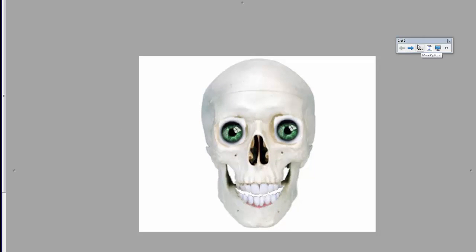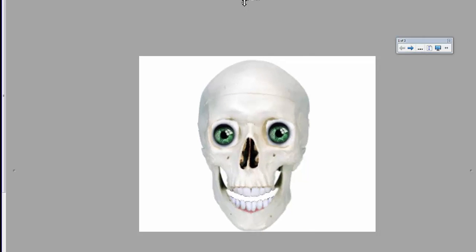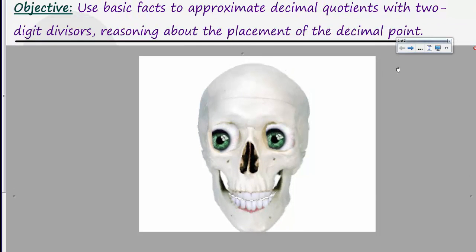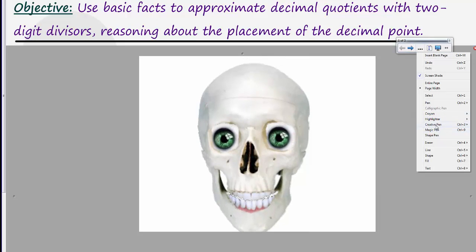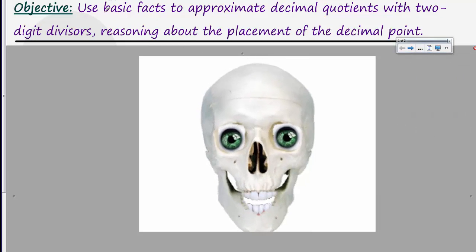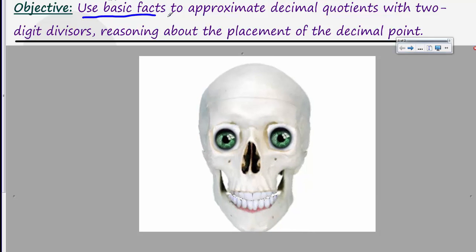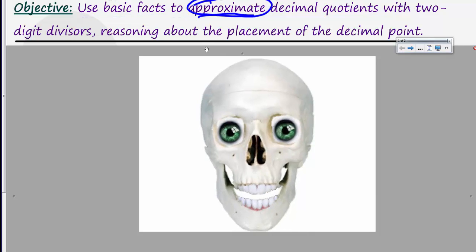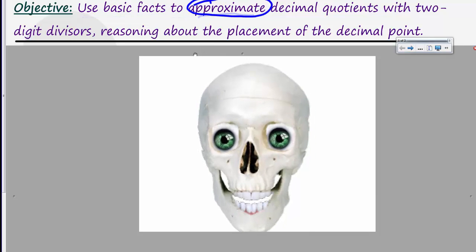Let's bring down the screen. Bring it down. And here we go with our wonderful objective. I'm going to pull out my magic pen. It says here that we're going to be using basic facts to approximate. What does the word approximate mean? Approximate is just another way of estimating, getting close to an answer, but we're not looking for the exact answer.